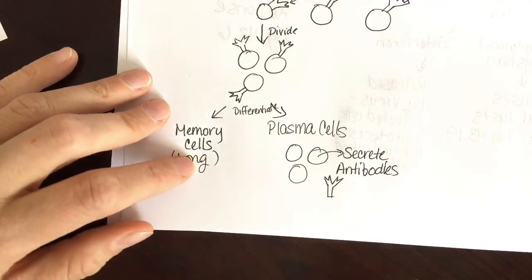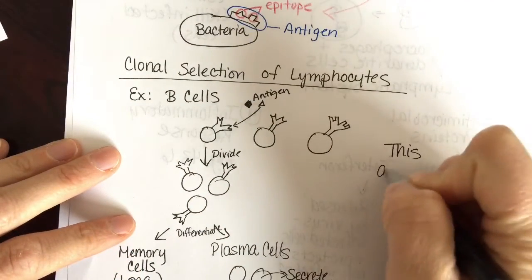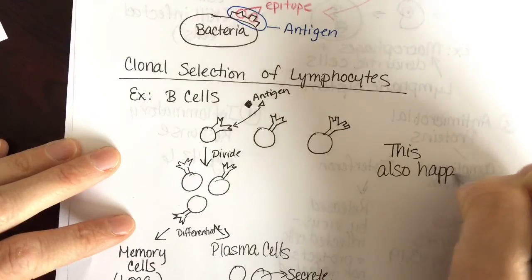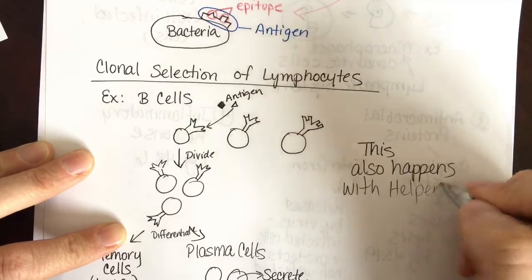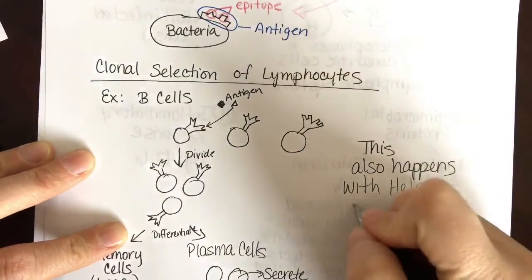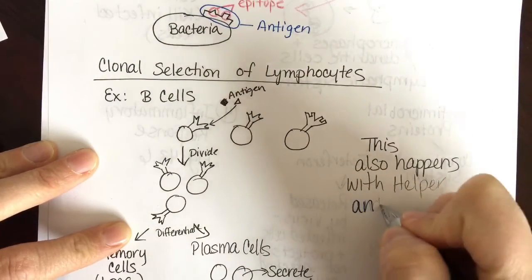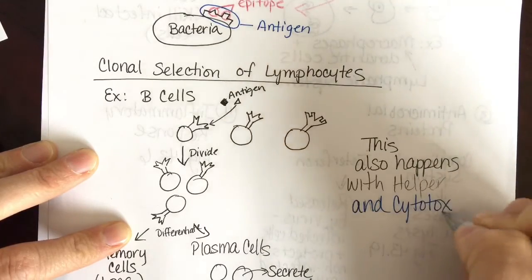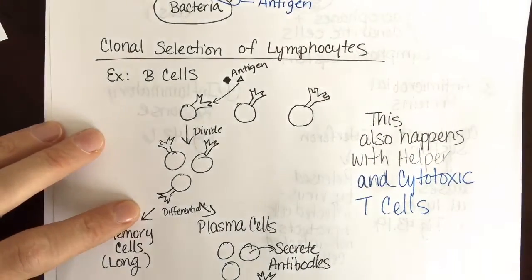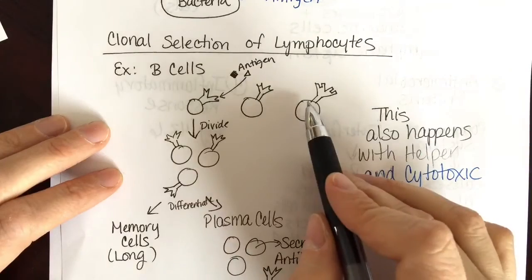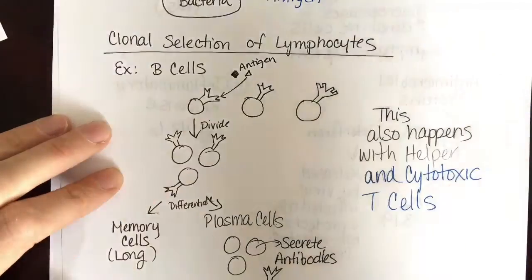I used the example that this happens with B cells, but this also happens with helper and cytotoxic T cells. My pen is running out. Let me switch pens. Okay, so it happens with all of them. The activation, the dividing, and memory cells and active cells.